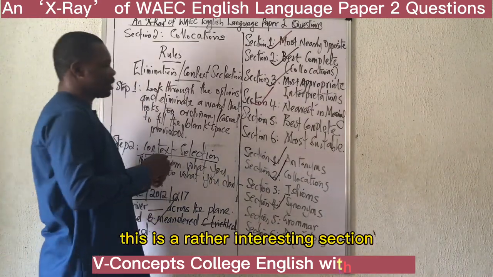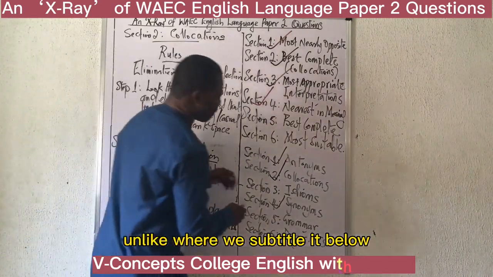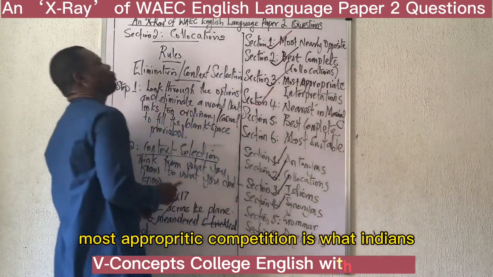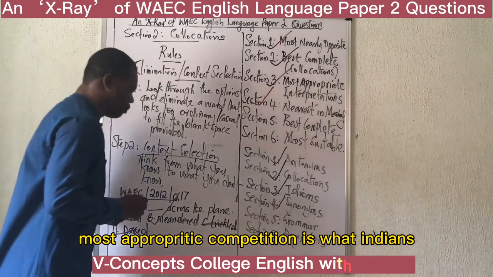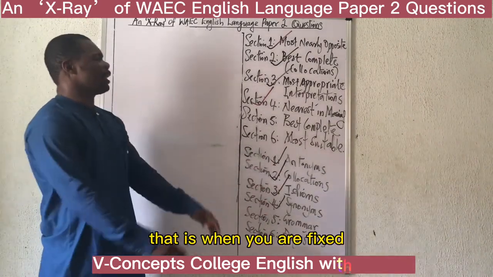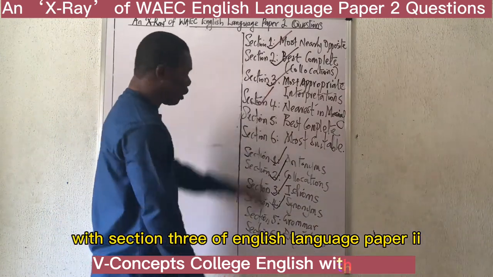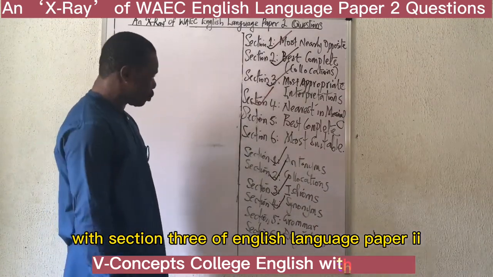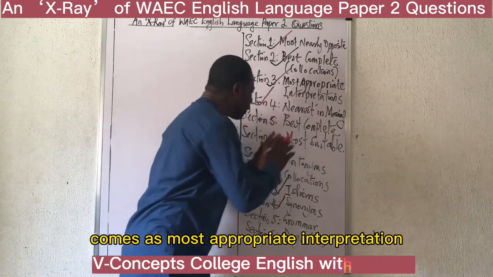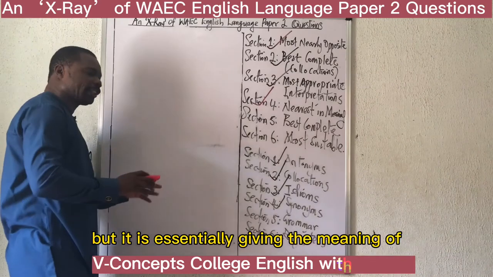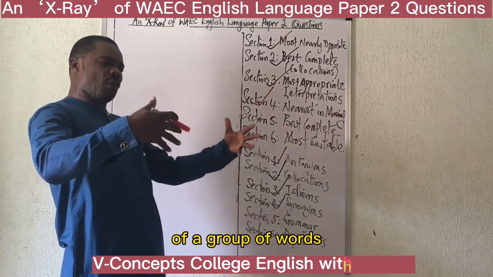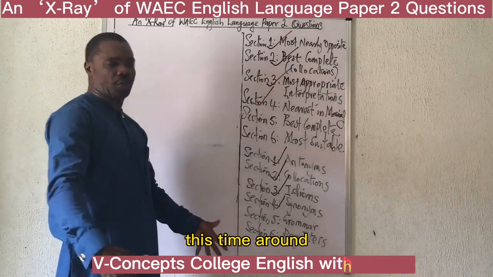This is another very interesting section. And like we subtitled it below, we tagged it idioms. Most appropriate interpretation is what? Idioms. Now, what do you do here? That is when you are faced with section 3 of English language paper 2. The instruction comes as most appropriate interpretation, but it is essentially giving the meaning or the interpretation of a group of words. That is an expression this time around.